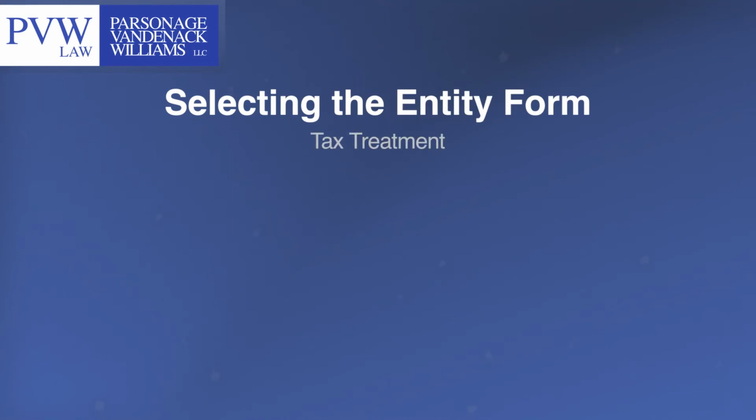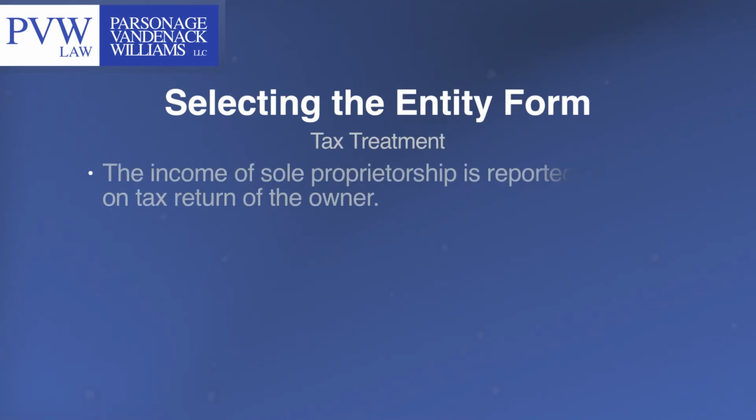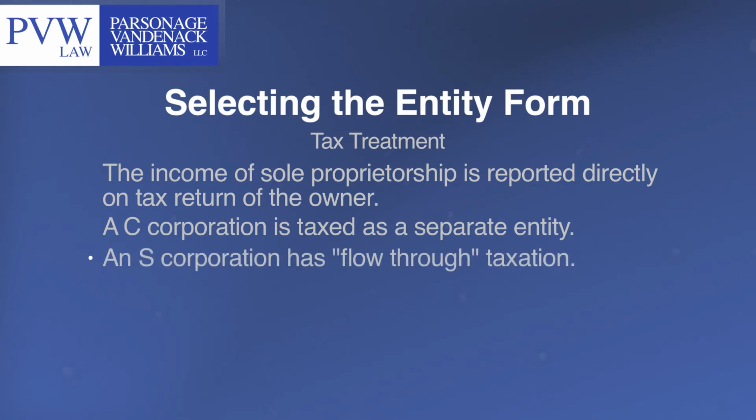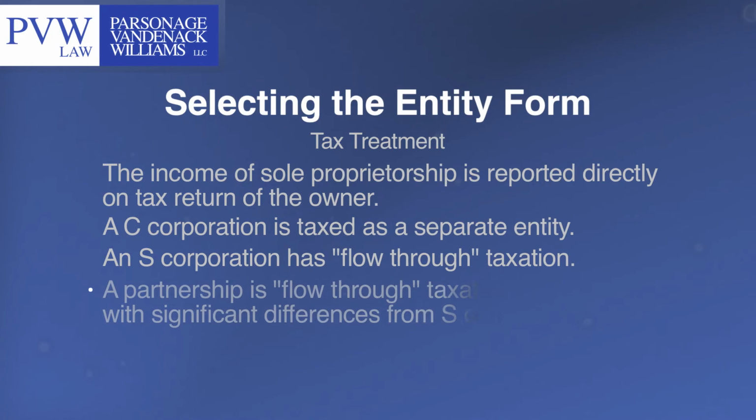Another important aspect of entity selection is tax treatment. The income of a sole proprietorship is reported directly on the tax return of the owner. A C corporation is taxed as a separate entity. An S corporation has flow-through taxation, which means that the income flows through to its owners and is taxed on the personal returns of the owners. A partnership is also a flow-through taxation scheme, but there are significant differences from the S corporation. Those differences will be discussed in more detail in a separate video.